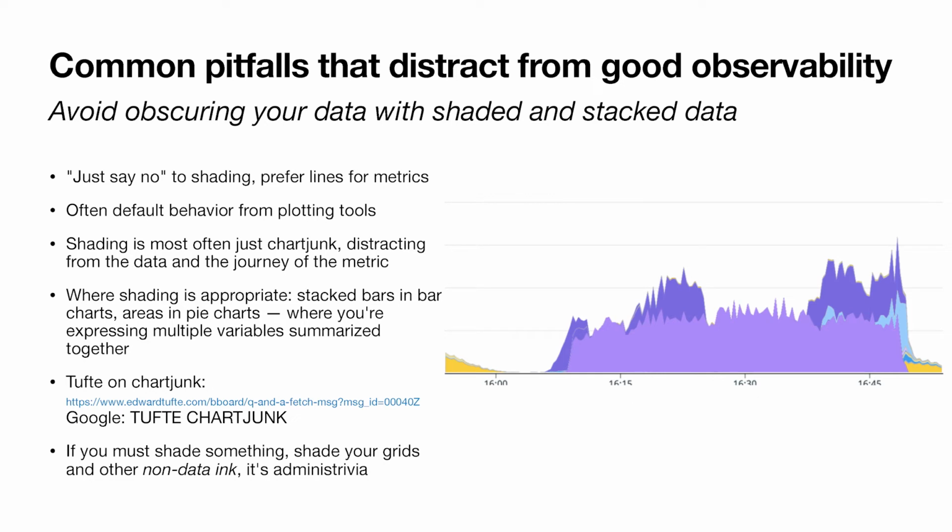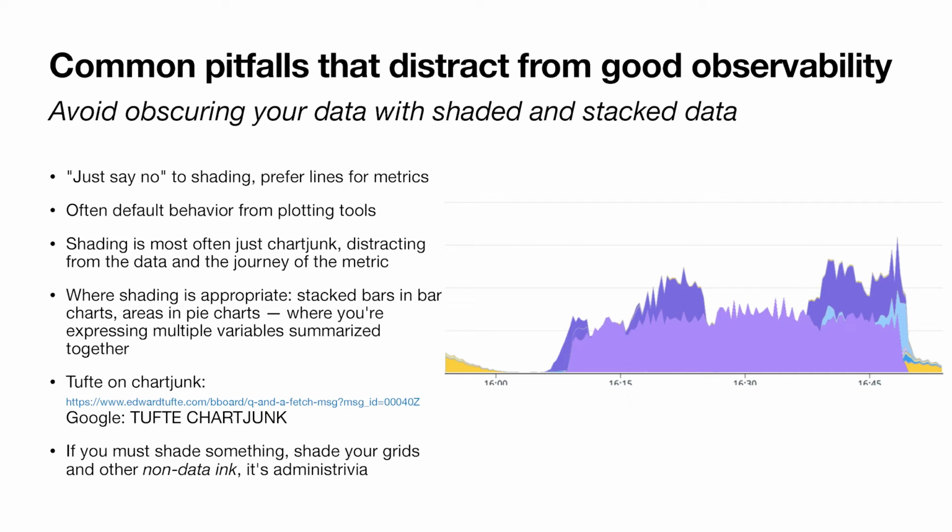Another pitfall that we see, and this one's blatantly obvious, is about shading. Just say no to shading. Prefer lines for your metrics. Again, we often get default behaviors out of our plotting tools that do this for us and do it poorly. Shading, however, is most often what we just call chart junk. It's distracting from the data that's there and the journey that the metrics are supposed to be taking. There is one case where shading does come into play that's useful, and that's whenever you have bar charts or area and pie charts where you're summarizing the variable together.